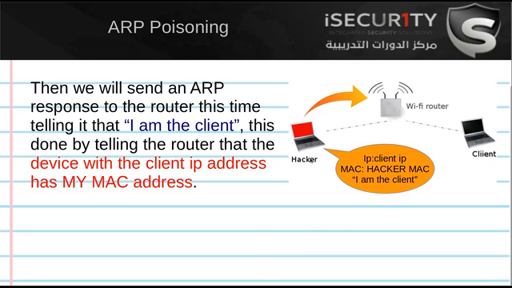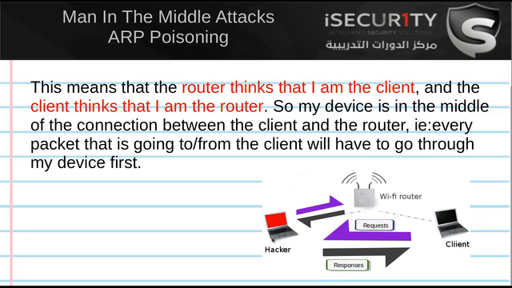After that, we're going to do the opposite to the router. We're going to tell the router that I am the client. We'll do this by telling the router that my IP is the client's IP and that the client has my MAC address. The communication of packets will be done through the MAC address, and the Wi-Fi router will start sending any packet that's meant to go to the client to us instead. This will redirect the flow of packets through our device.